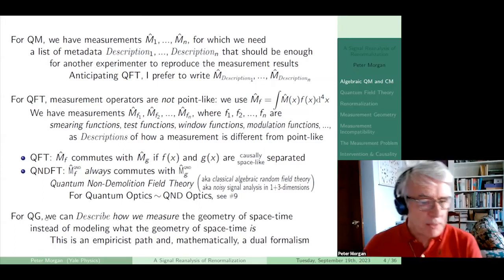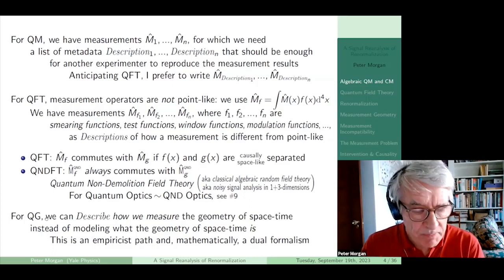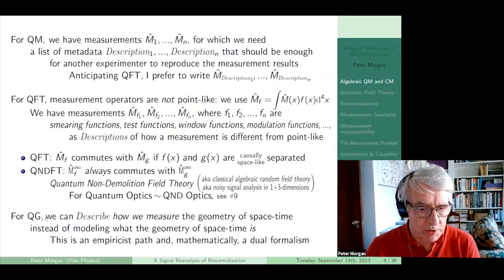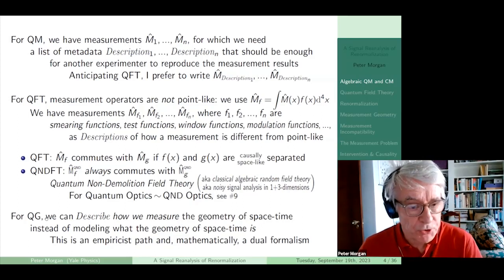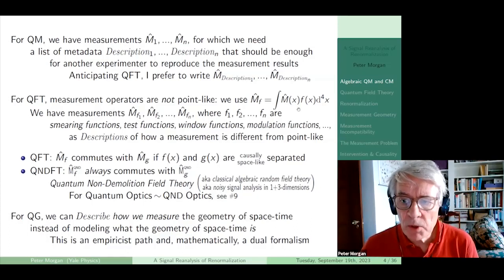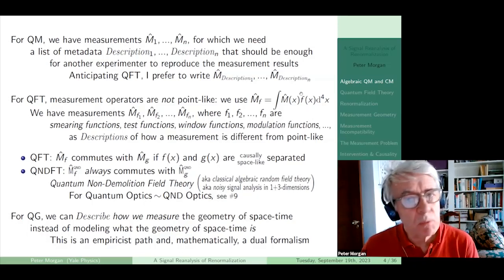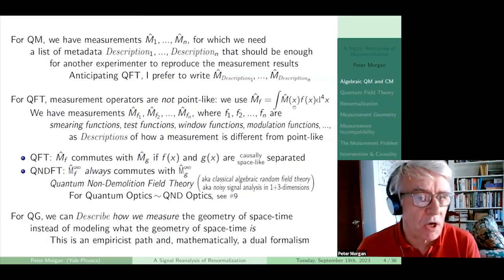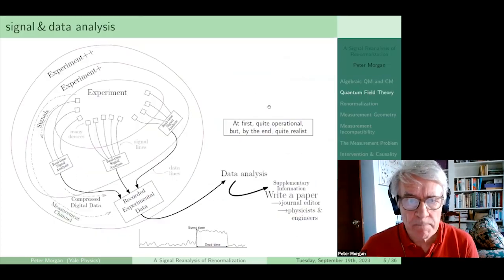So for quantum gravity, we can do something similar to this. We can describe how we measure the geometry of space-time instead of modeling what the geometry of space-time is. We can back away from wanting to say everything about how the world is and just talk about the measurements we perform to be able to say something. So this is in some ways an empiricist path, but mathematically it's a dual formalism because we want to work with the test functions, which is a relatively well-defined space, as opposed to with the operator value distributions, to which we, for instance, can't do multiplication in any straightforward way.